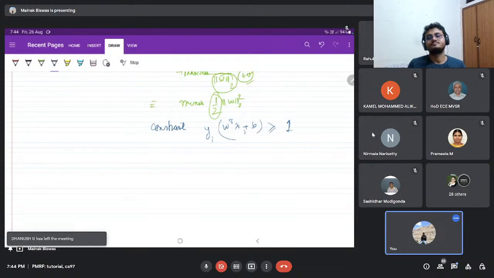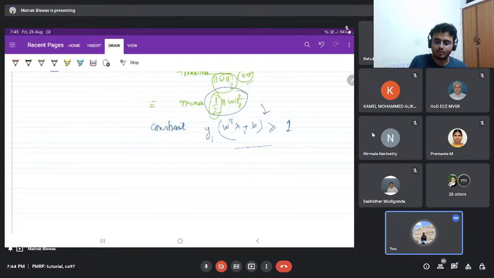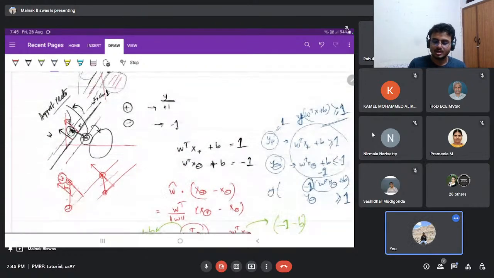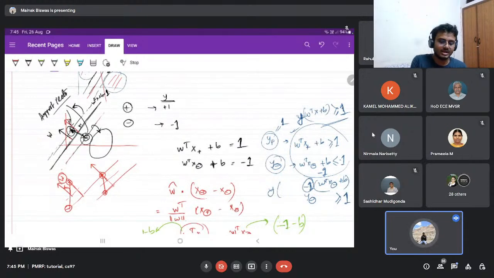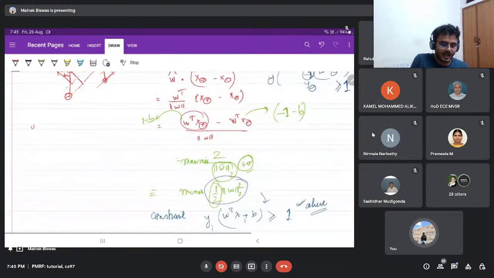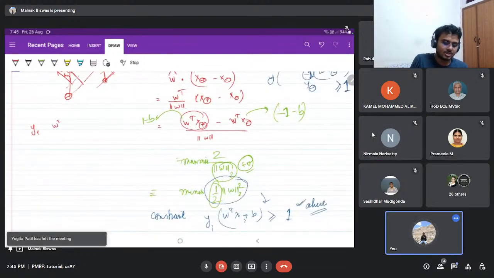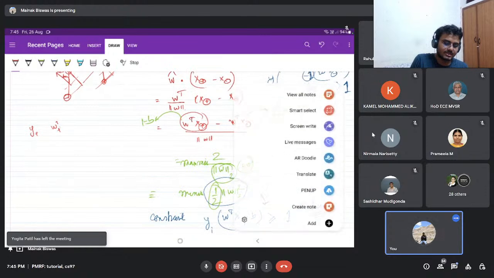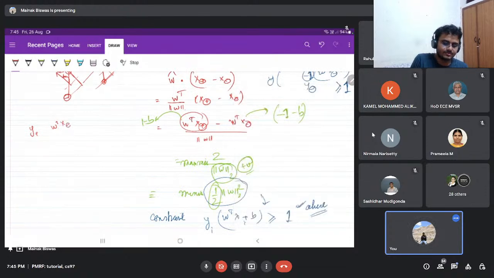Is this okay? This is the constraint. So you want to minimize this, but you have to abide by this constraint. So I think people are having a little bit of a doubt in this multiplication, right? If you have, you can ask. So you see, for y plus, w transpose x plus b, what is this?